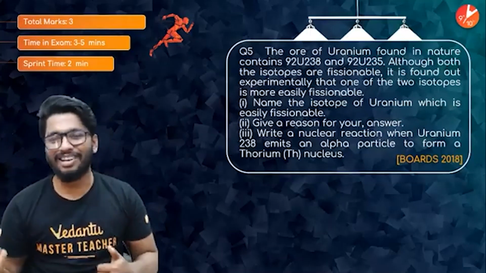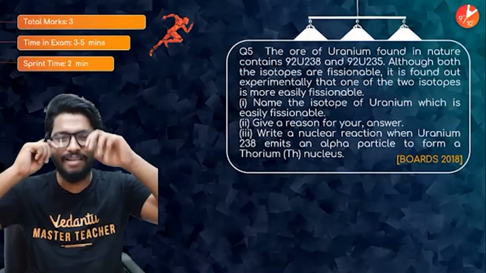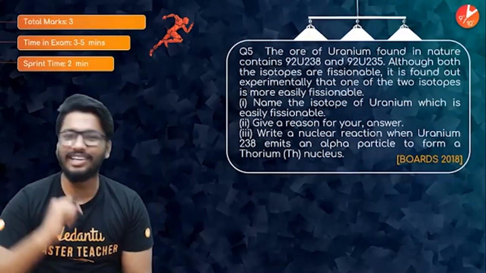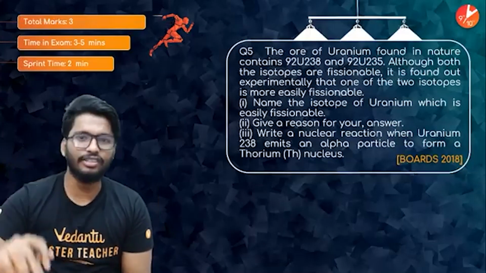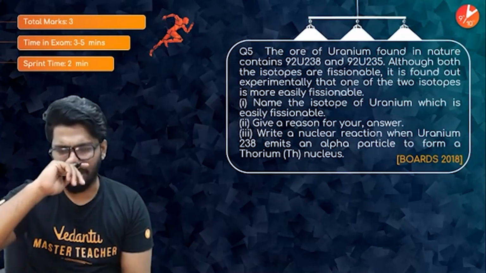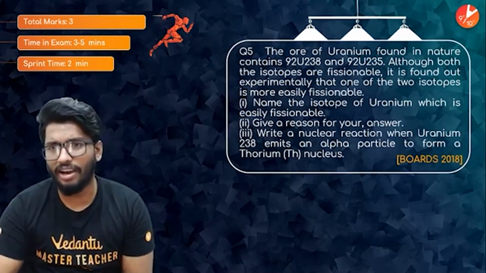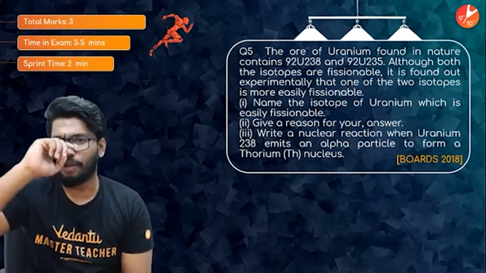With that said, let's get back to the topic. 2018 question, 3 marks, 3 to 5 minutes in your exams. We'll try to do it in less than 2. The question is: the ore of uranium found in nature contains uranium-238 and uranium-235.